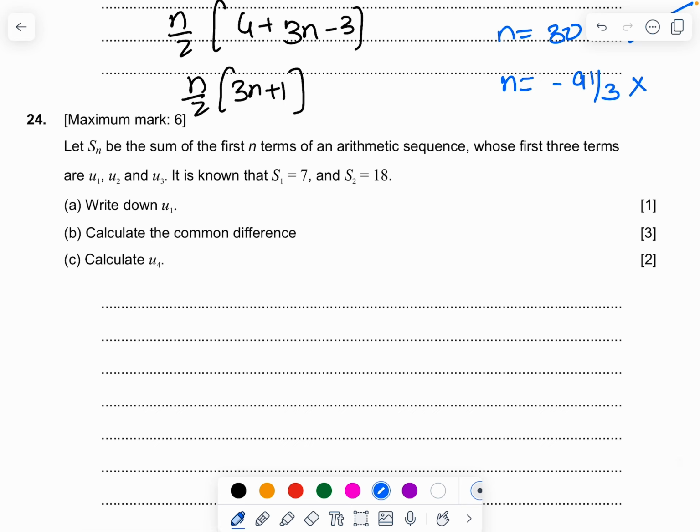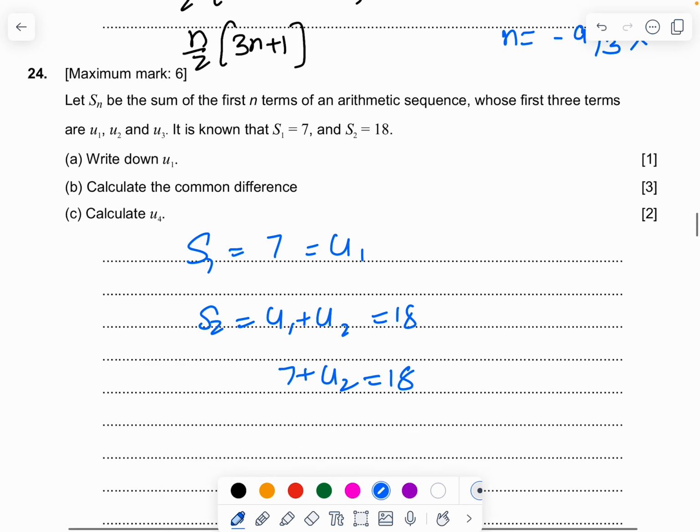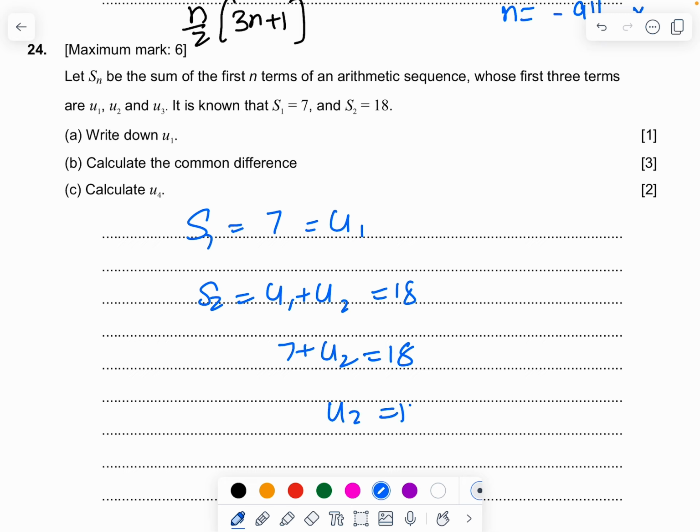Let Sn be the sum of the first n terms of an arithmetic sequence whose first terms are u1, u2, u3. S1 is 7. S1 is 7 means u1 is 7. S2 is u1 plus u2, which is 18. 7 plus u2 is 18. So u2 is 11. So we have found u1 and u2. Then he's asking us to find the common difference, which is u2 minus u1. 11 minus 7, which is 4.